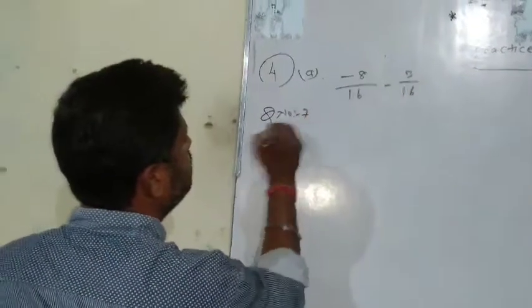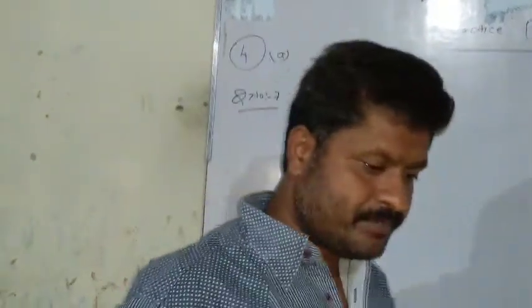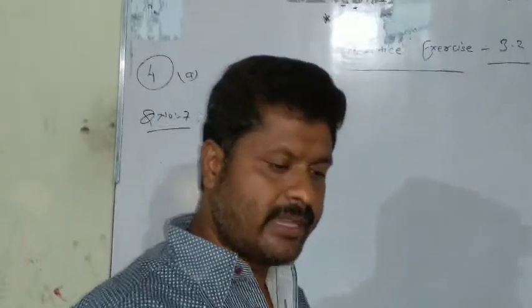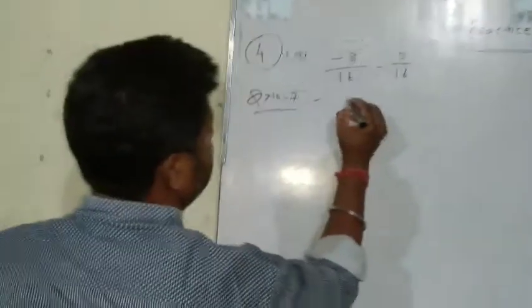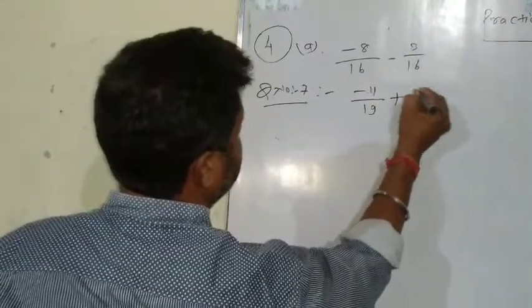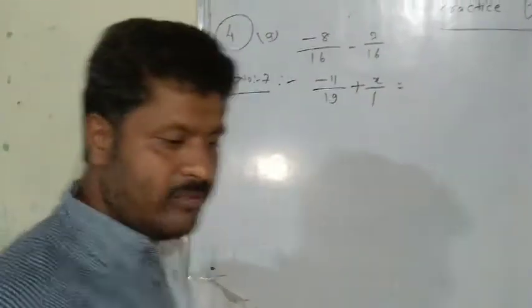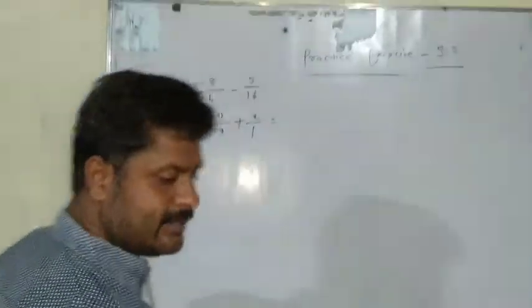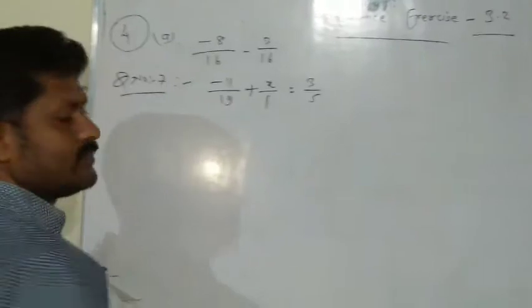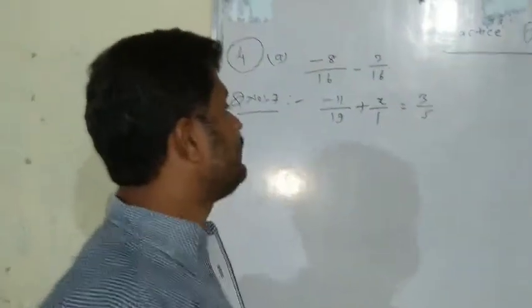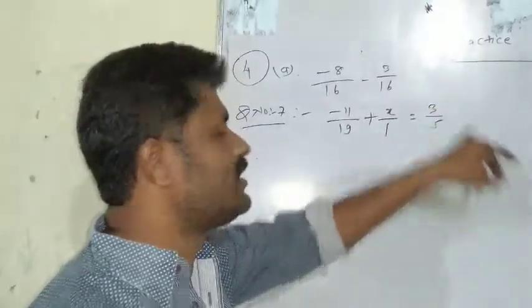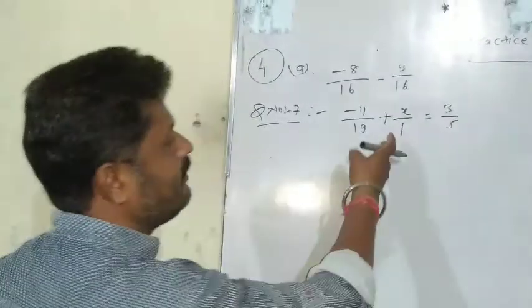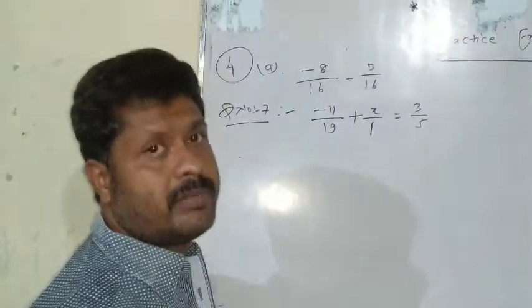Question number 7 is, what should be added to minus 11 by 19 to make the sum 3 by 5? That means minus 11 by 19 plus x by 1 to make the sum 3 by 5. If you add x to this minus 11 by 19, then your sum will be 3 by 5. If you find the value of x, then your answer will be completed.